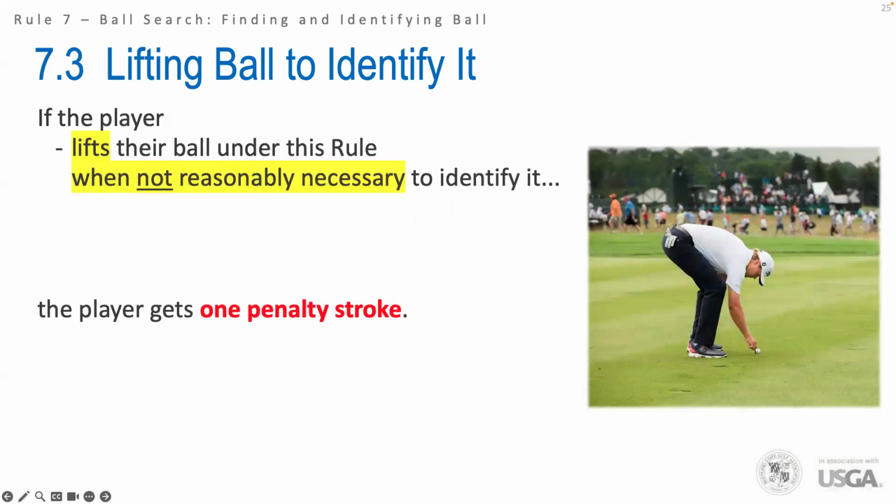So if the player lifts their ball under this rule when not reasonably necessary to identify it, the player gets 1 stroke. So this means you hit your tee shot down the middle of the fairway, you see it land, you know nothing happened to it, you know it wasn't moved, you know a dog didn't pick it up, and then you decide you want to mark, lift, and identify it. We're going to get a one-stroke penalty in that case. So if you see it, you know it's there and it's satisfied one of those three requirements.